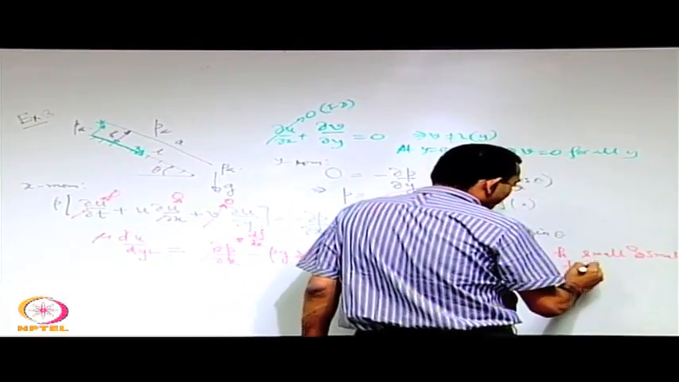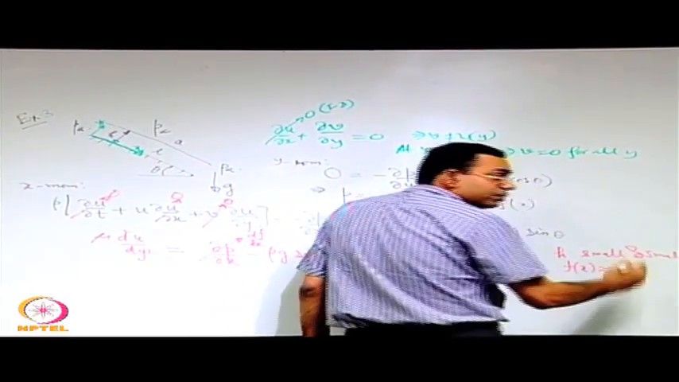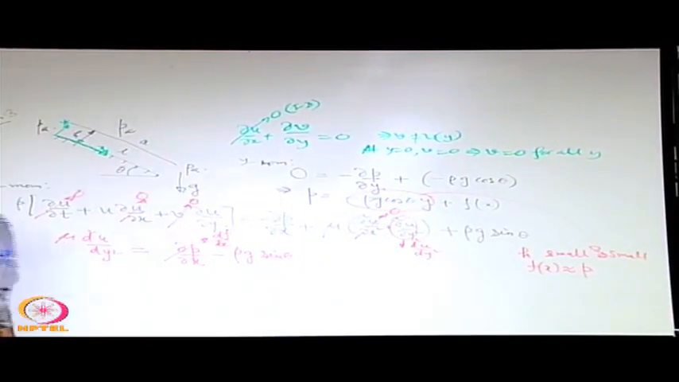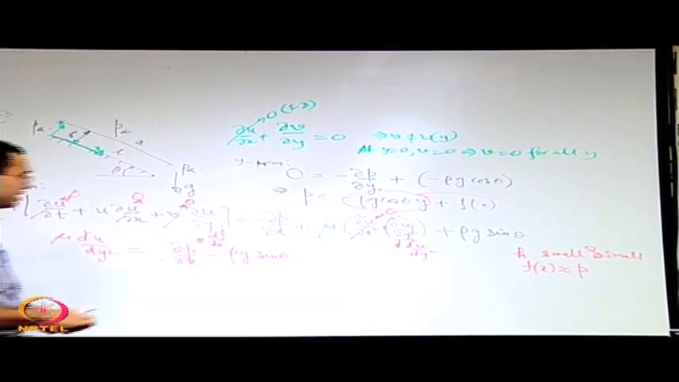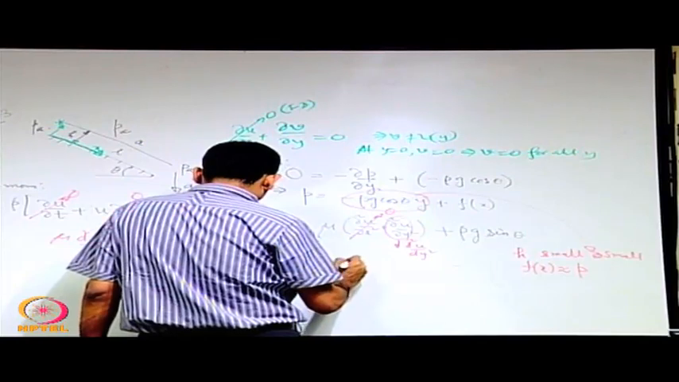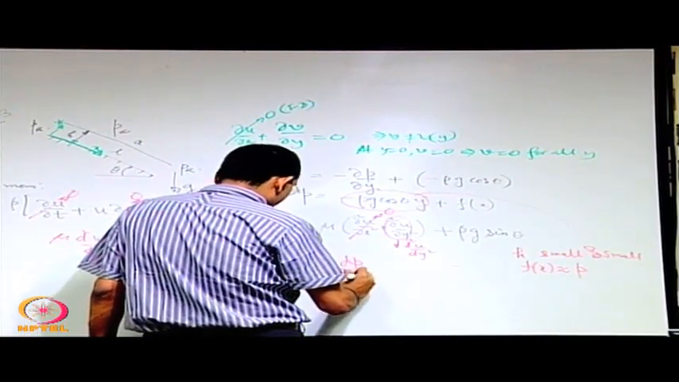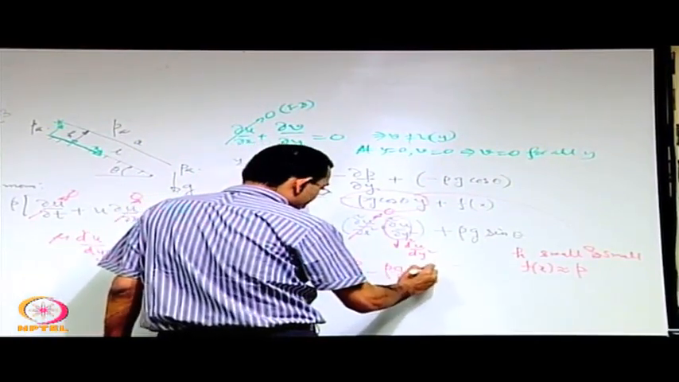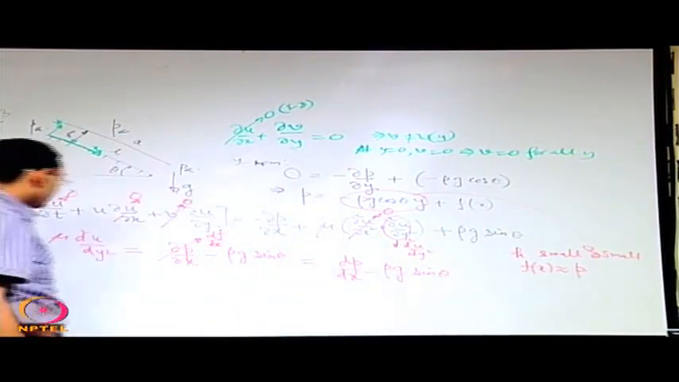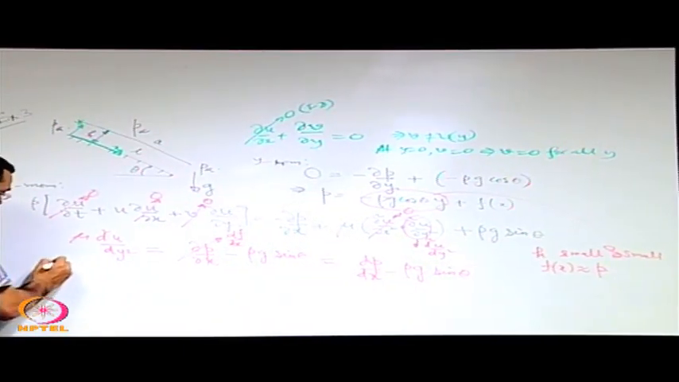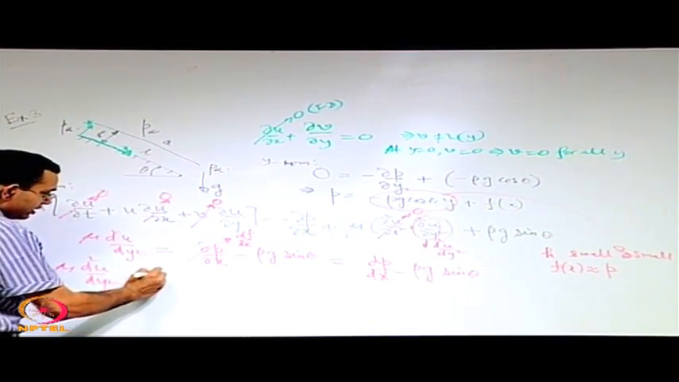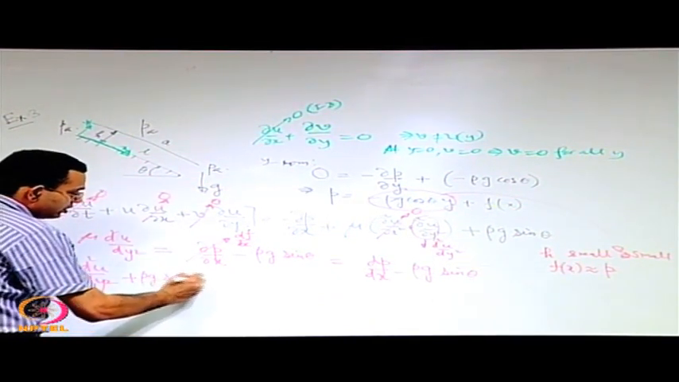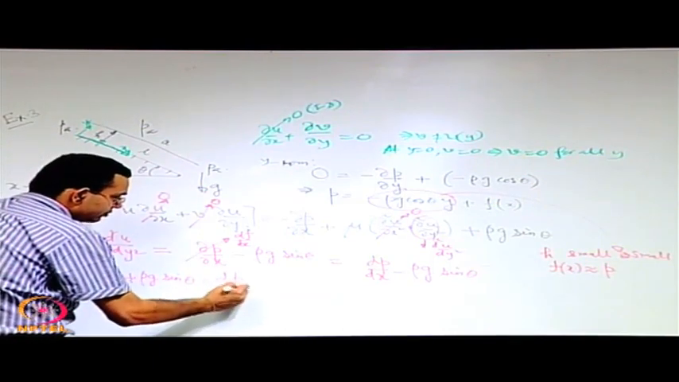That means Fx is approximately equal to P, or for a thin film it is as good as P, there is no difference. So basically this is equal to dP/dx minus rho g sin theta. So you can write it a bit differently: mu d2u/dy2 plus rho g sin theta is equal to dP/dx, right.